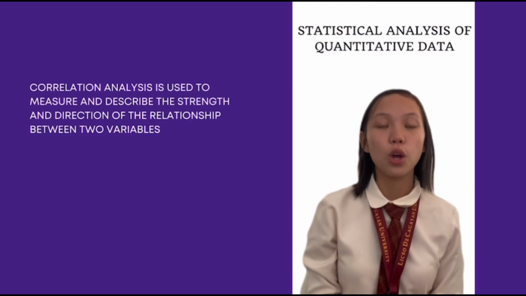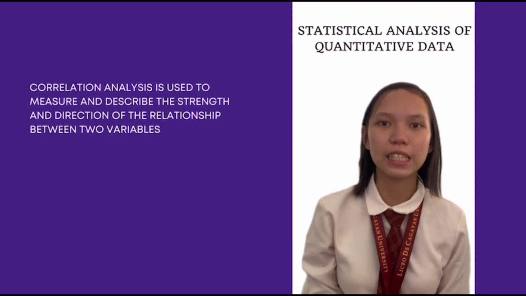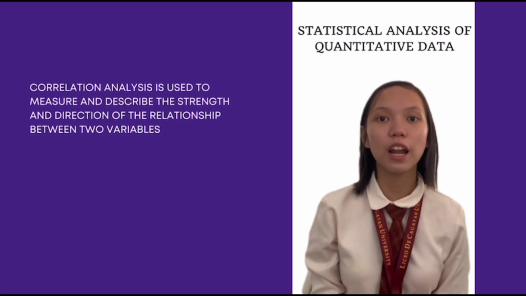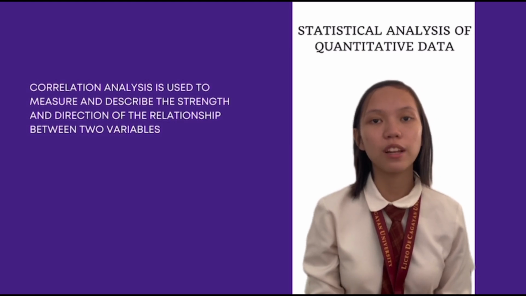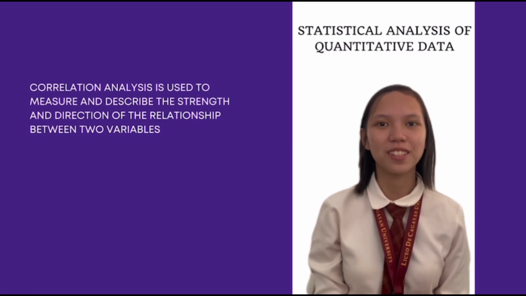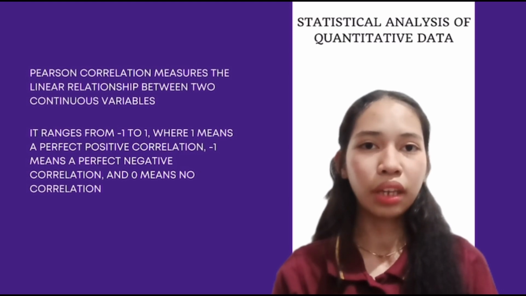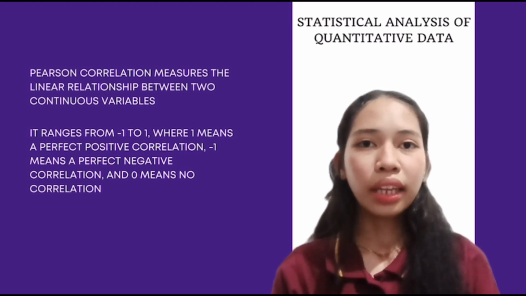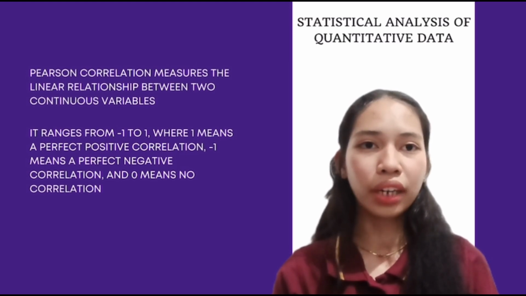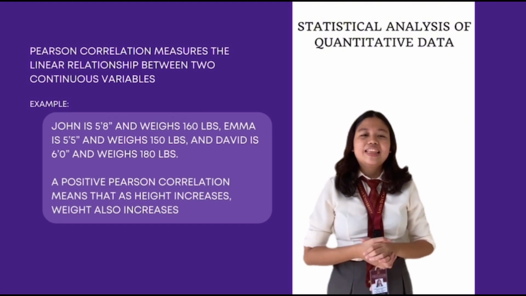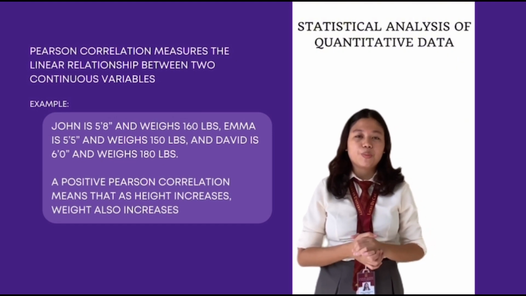In this section, we'll explore correlation analysis. This is used to measure and describe the strength and direction of the relationships between two variables. Pearson's correlation measures the linear relationship between two continuous variables. It ranges from -1 to +1, where 1 means a perfect positive correlation, -1 means a perfect negative correlation, and 0 means no correlation. Let's say we measure the height and weight of a group of people.